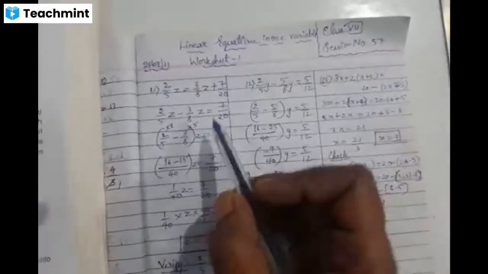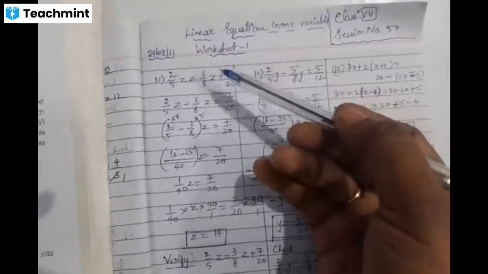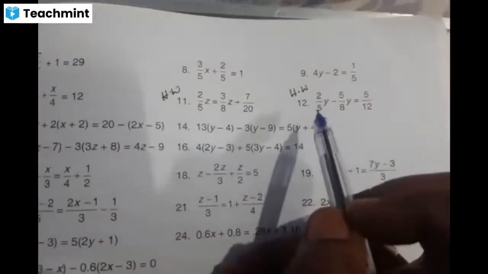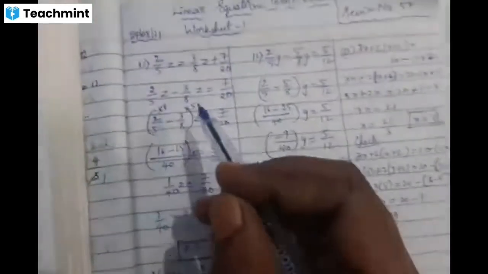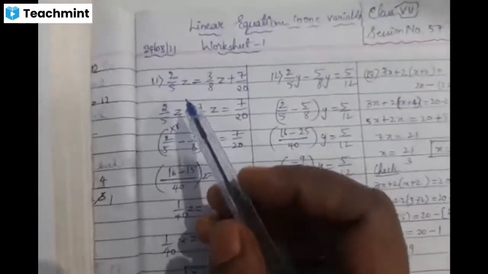Namaste children. In this session number 57, we are going to discuss the problems from worksheet number 1, from 11th part to 25th part, under the chapter linear equations in one variable. In the last class, I had given you the homework 11th part and 12th part. Children, I think some of you have solved. Let us see the solution here.